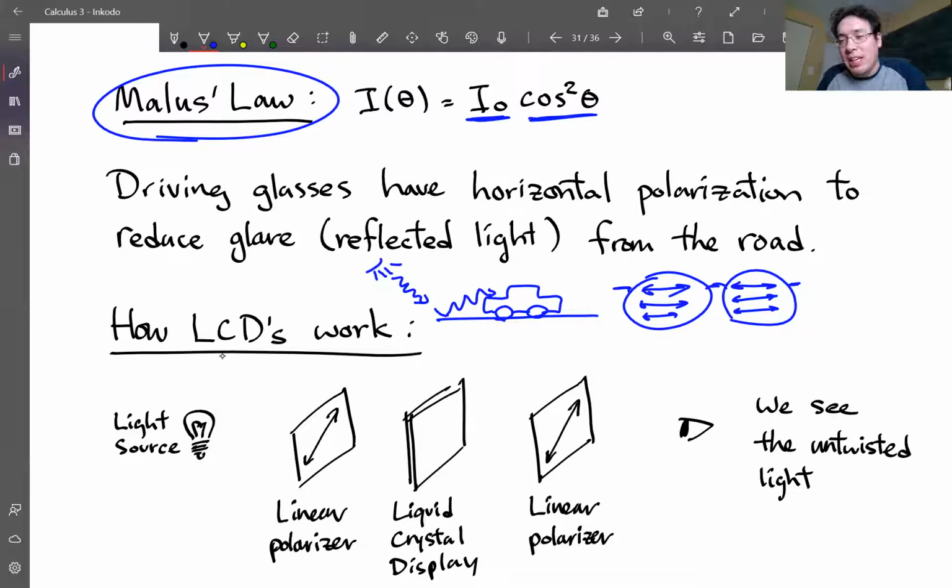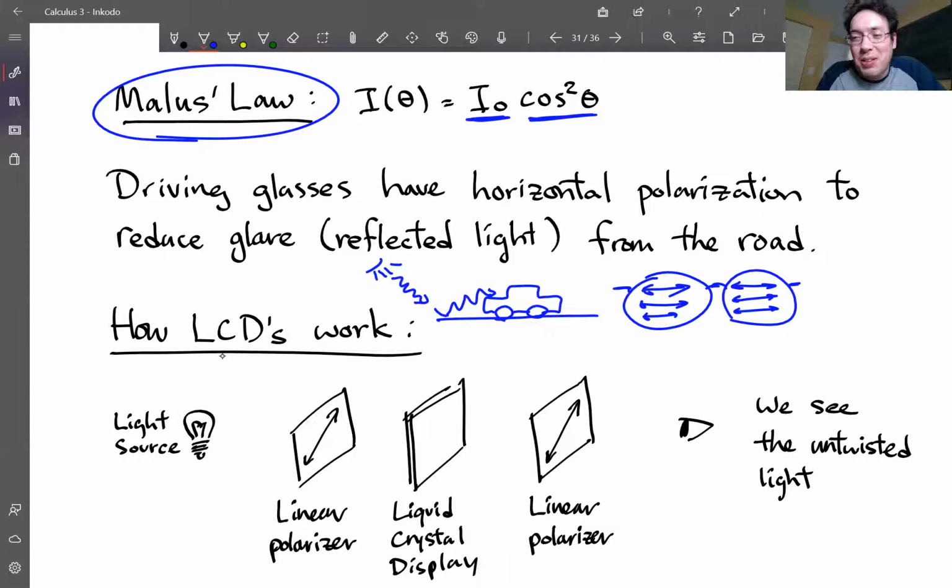And of course, it tints everything, because some of the light that's polarized in different directions gets blocked. So you get less intensity in general, but it blocks more of the light that glares off the road. That would be a useful thing when you're driving towards a bright road. Okay, so that's the driving glasses part.